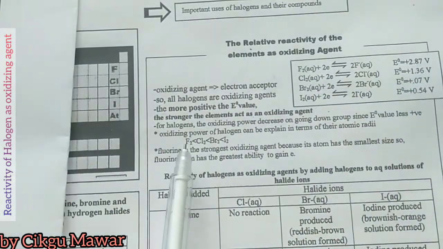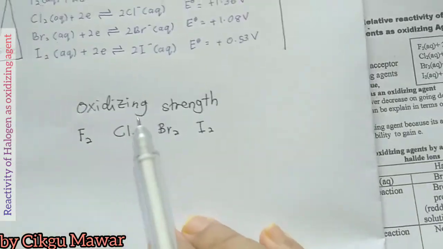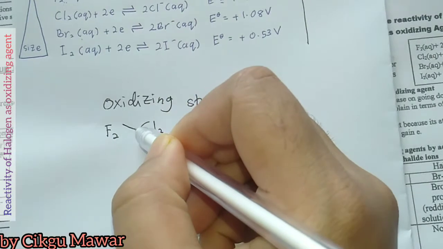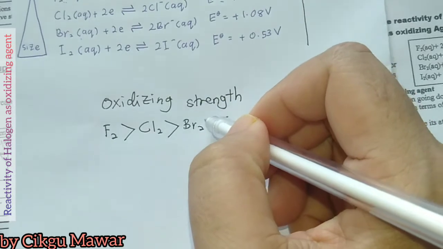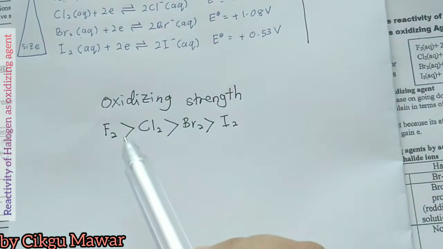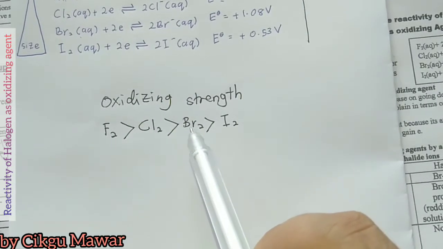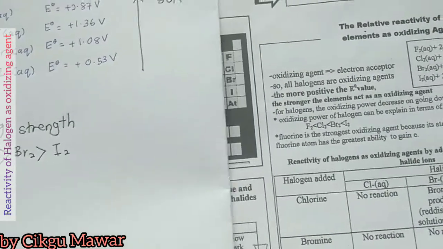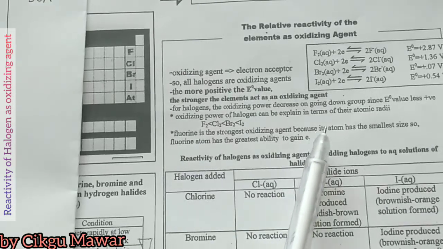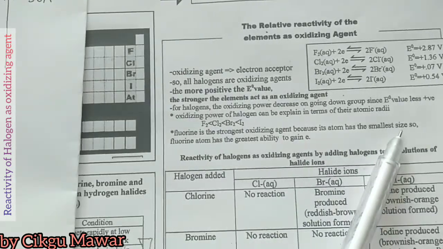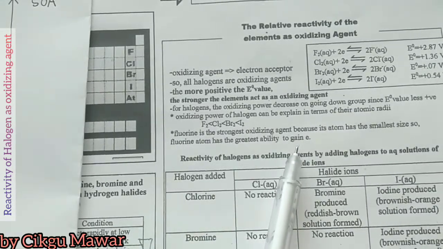So we can arrange the oxidizing strength. Fluorine is a higher oxidizing agent compared to chlorine, bromine and iodine. The strongest oxidizing agent is fluorine, followed by chlorine, bromine and iodine. Fluorine is the strongest oxidizing agent because its atom has the smallest size, so the fluorine atom has the greatest ability to gain electron.